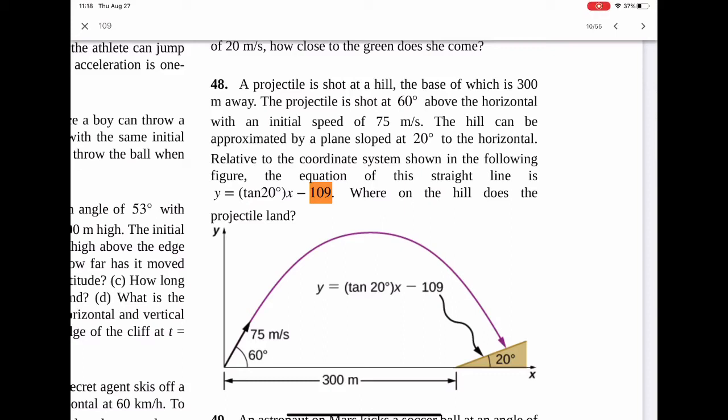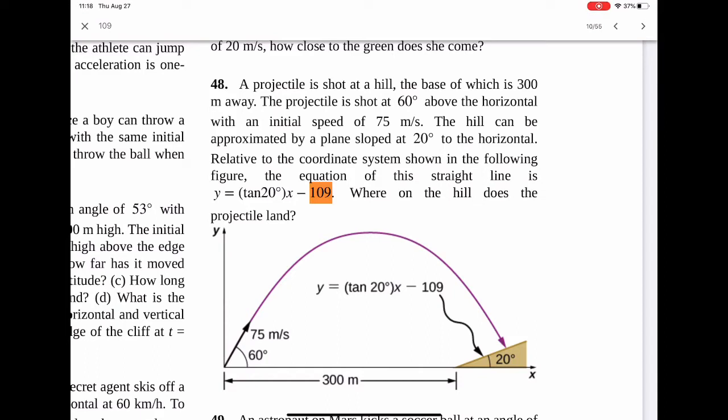Hello students, today we're going to solve another problem from chapter 4 related to 2D motion. So the problem number is 48. Here we have a projectile shot at a hill, the base of which is 300 meters away. So delta x is 300 meters. The projectile is shot at 60 degrees above the horizontal with an initial speed of 75 meters per second.